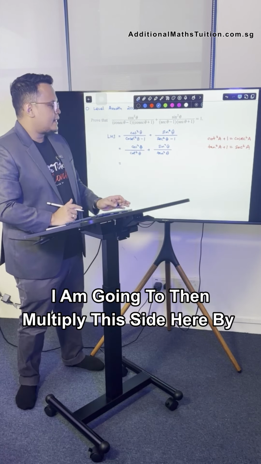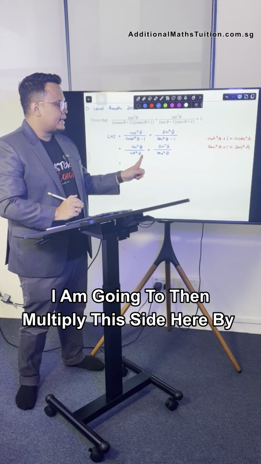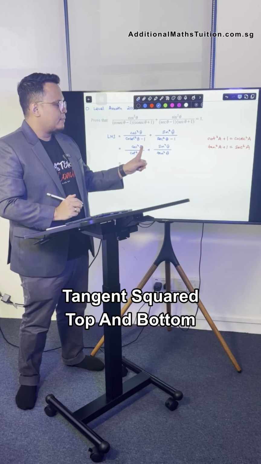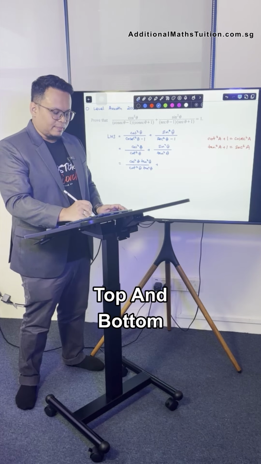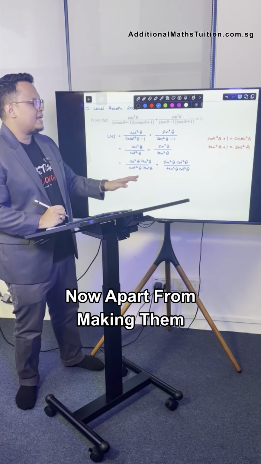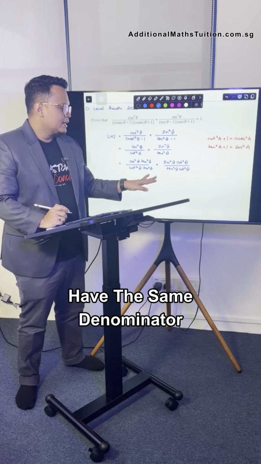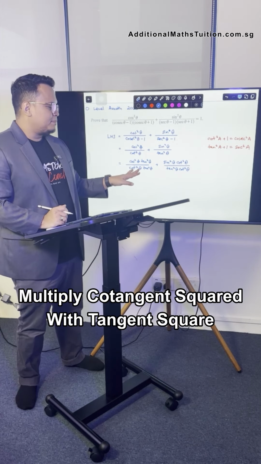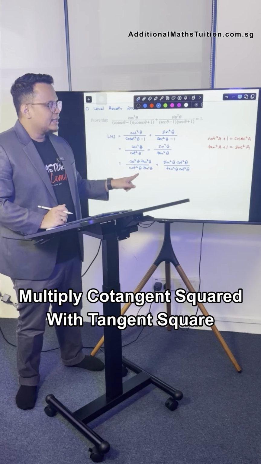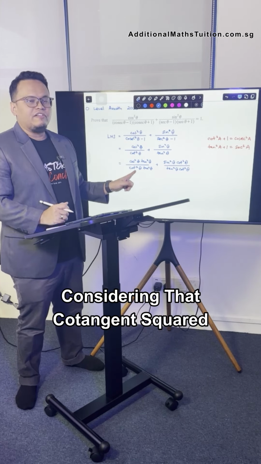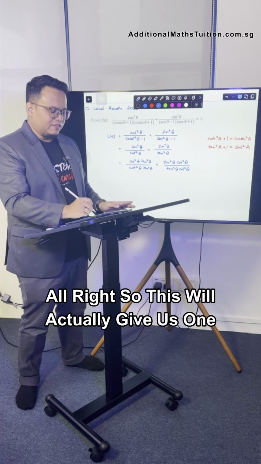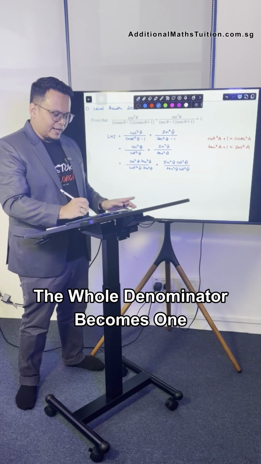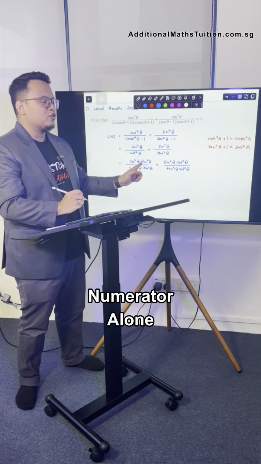I'm going to multiply this side here by tangent square, top and bottom. And for this one here, I'm going to multiply cotangent square top and bottom. Apart from making them have the same denominator, you do realize that when you multiply cotangent square with tangent square, this will actually give you 1, considering that cotangent square is 1 over tangent square. So the whole denominator becomes 1, which means that we're just left with the numerator alone.